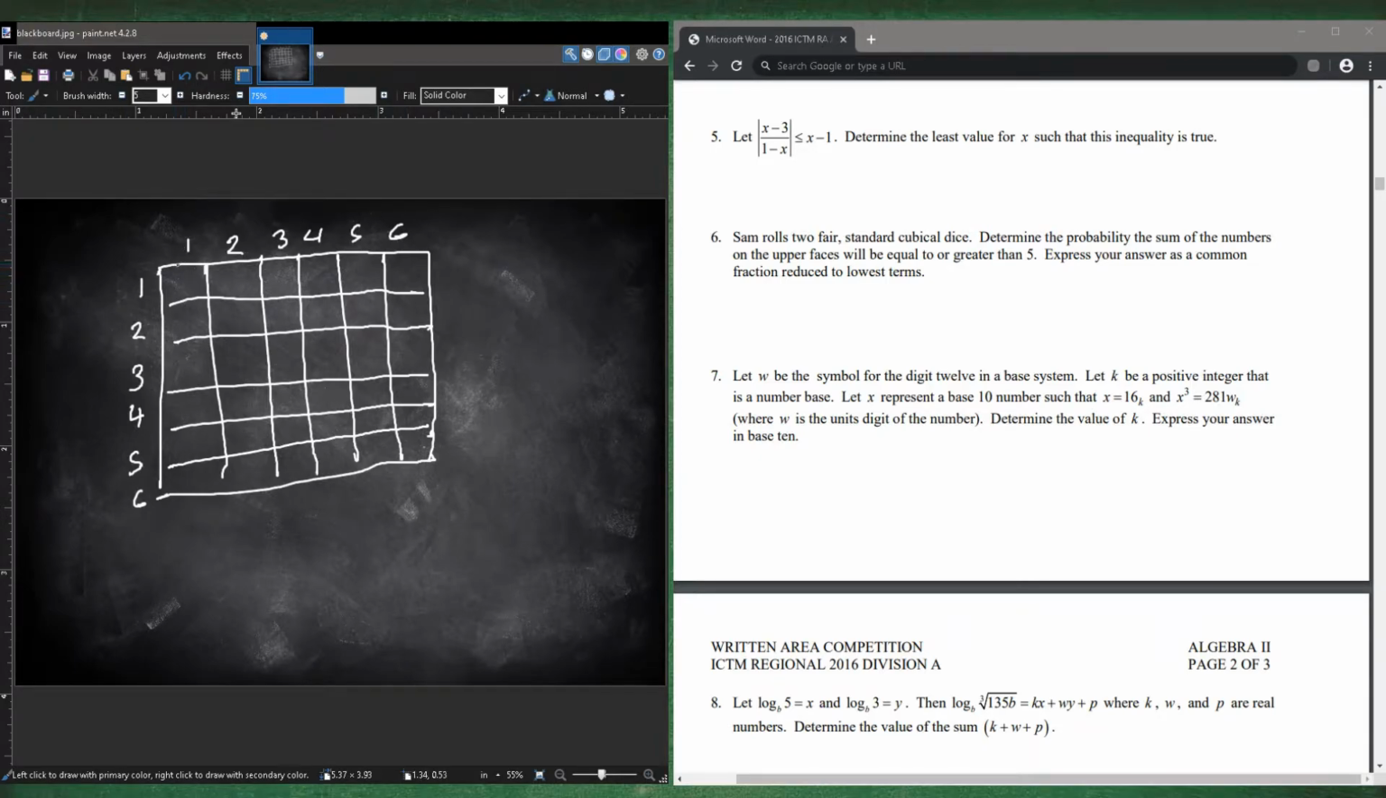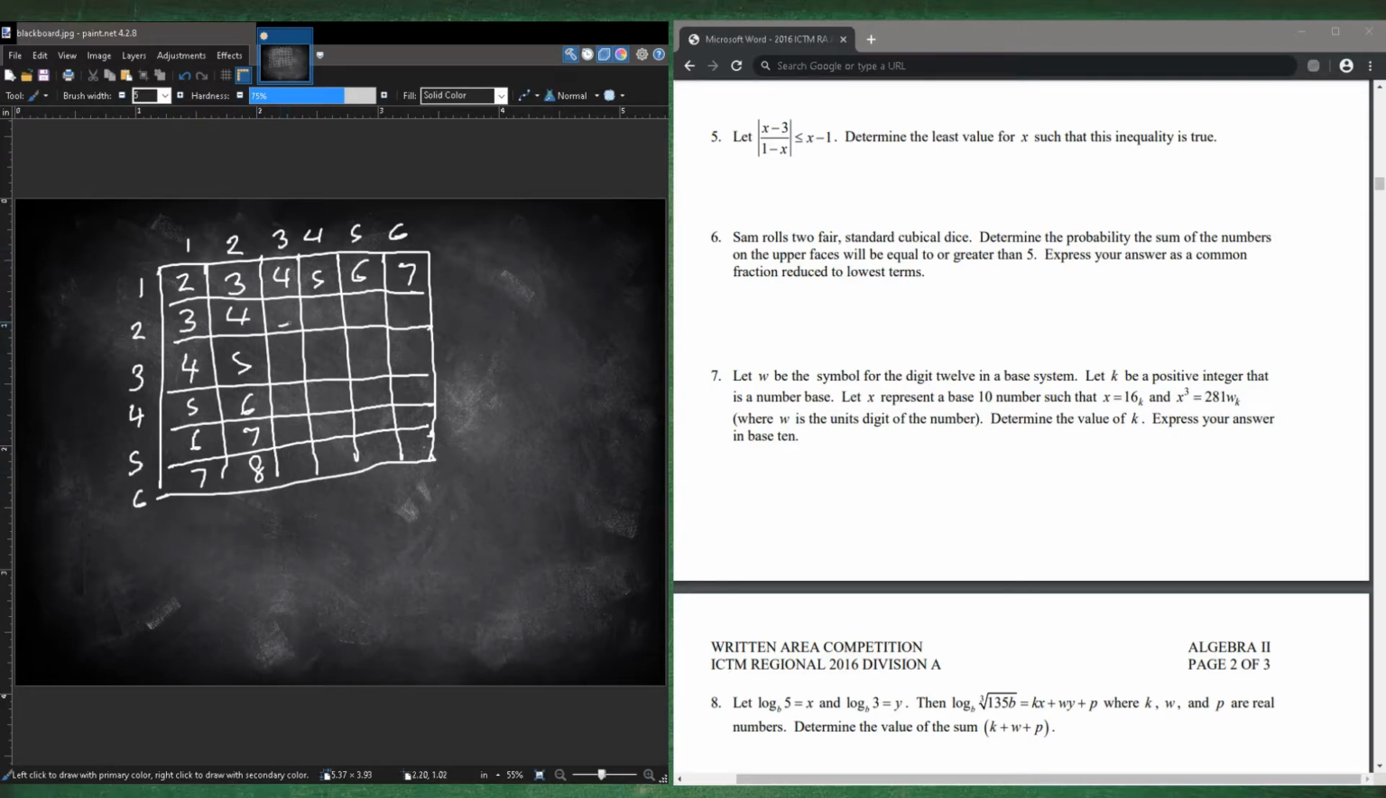So 1 and 1 together is 2. This is going to be 3. 3 plus 1 is 4. That's a 5. That's a 6. That's a 7. So this chart is going to be our entire possibility. So this is a 3. That's a 4. That's a 5. That's a 6. That's a 7. 2 plus 2 is 4. So that's a 5. That's a 6. That's a 7. And that's an 8.